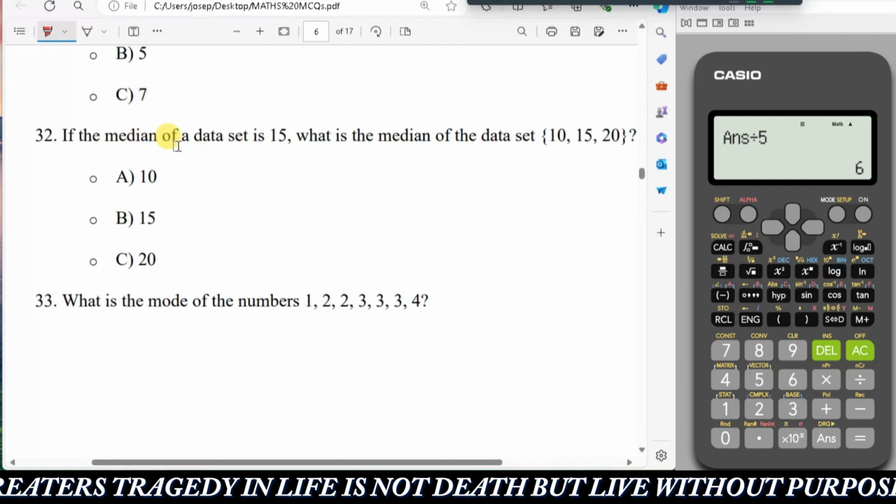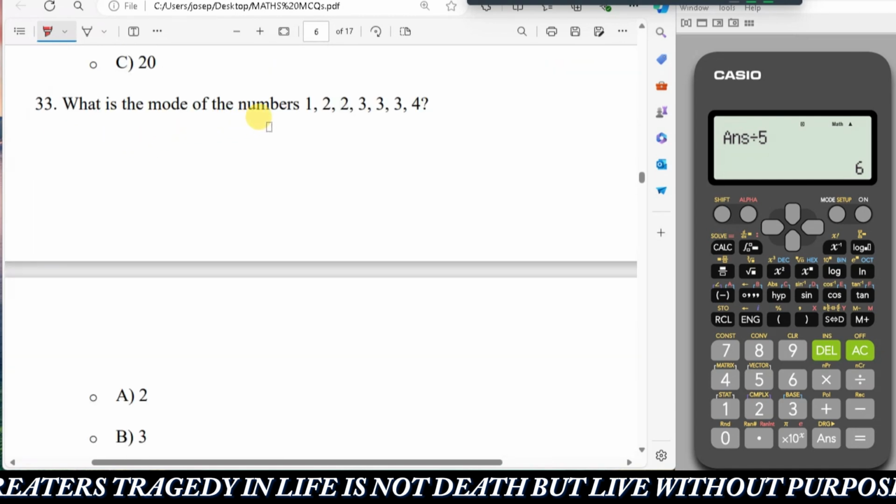Number 32. If the median of a data set is 15, what is the median of the data set 10, 15, 20? The median is the middle number of a data set when arranged in either ascending or descending order. So if the data is not arranged, you must arrange it in descending or ascending order. Then you pick the middle number. So in our data set, we have 10, 15, 20. It's arranged in ascending order. So you pick the middle figure. So the correct answer here is 15, B.